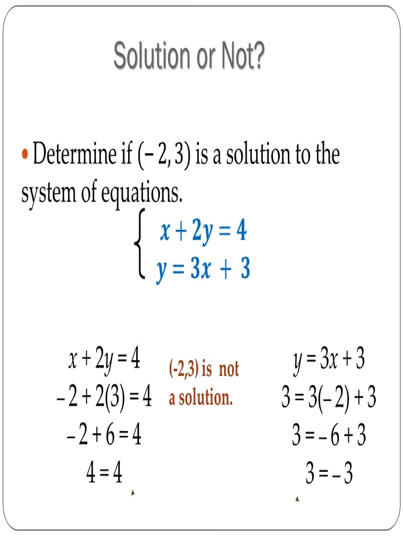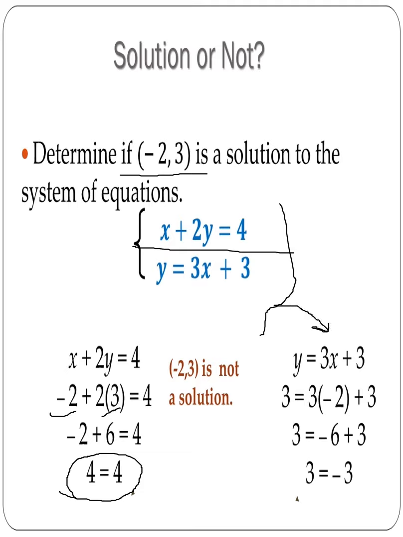Similarly, we can also check whether minus 2 comma 3 is a solution to the given system of equations. We will do the same process with these two equations. Let us check here. Just put x equal to minus 2 and y equal to 3. We will see here minus 2 plus 3 into 2 equal to 4. That means minus 2 plus 6 equal to 4. 4 equal to 4 is coming.